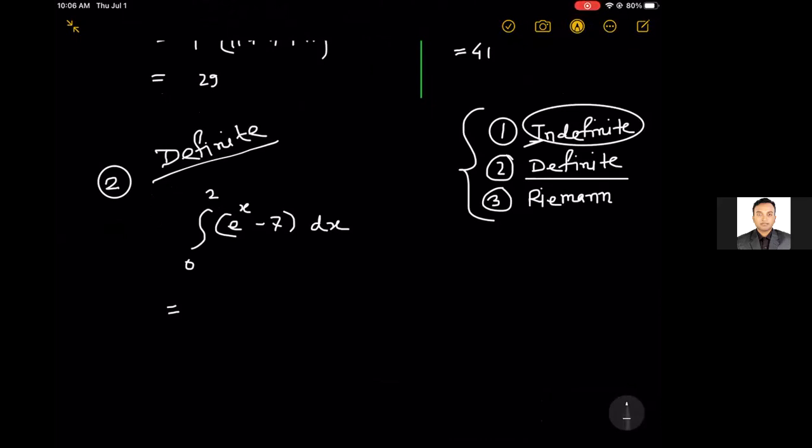So what should we do first? What's the first thing we need to do? Anyone? Excuse me. What's the first thing we need to do? Should we find the antiderivative or is that not yet? We can, but okay, let me do it. Yeah. So what's the antiderivative of e to the x? Someone else?